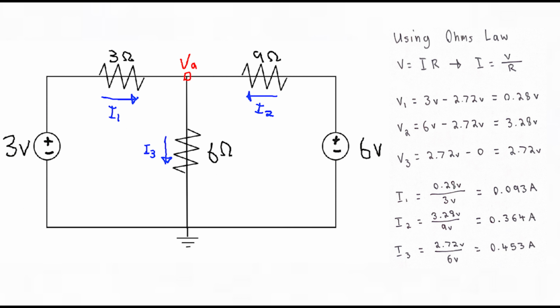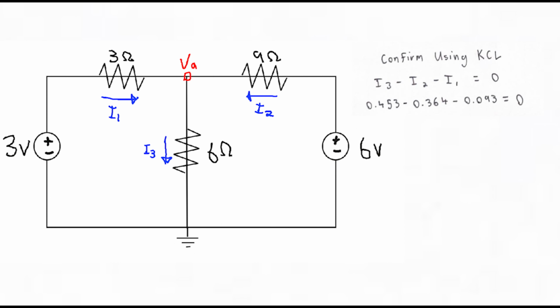Then, by finding the voltage across the resistors, it is now possible to use Ohm's law of I equals V on R to determine the current. It is found that the current of I1 is 0.093 amps and the current of I2 to be 0.364 amps and I3 to be 0.453 amps.